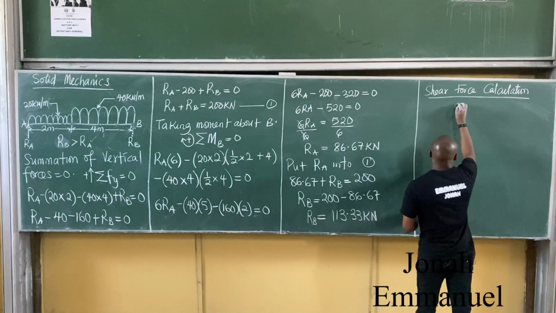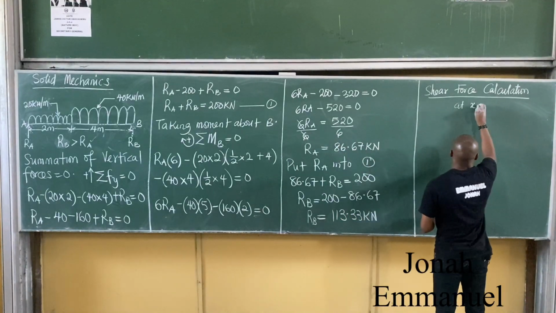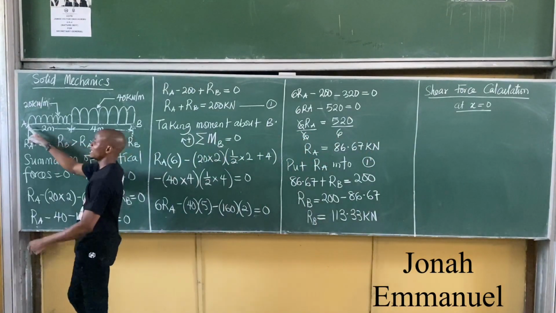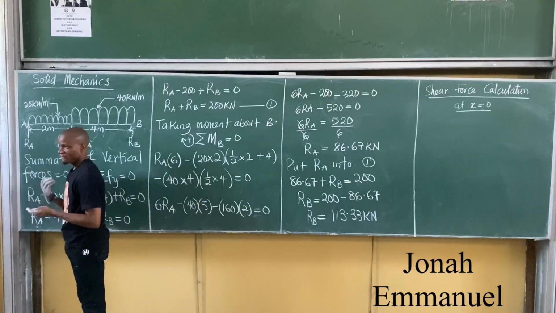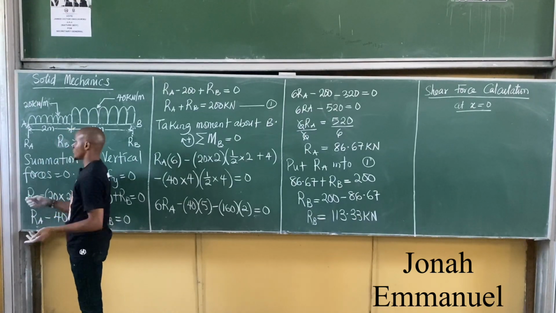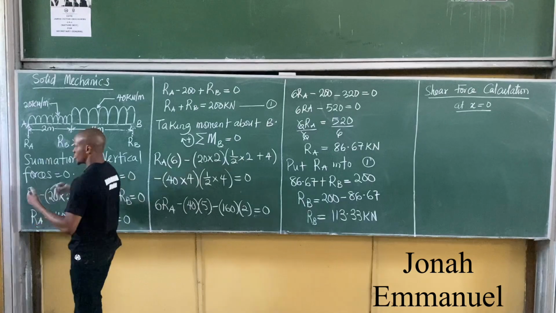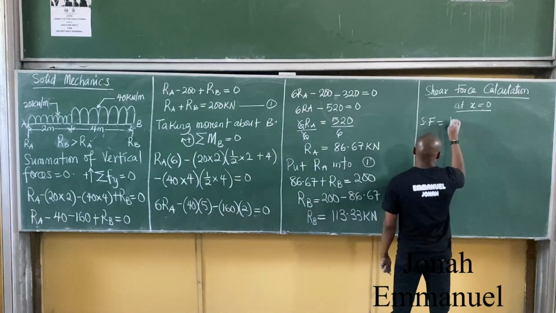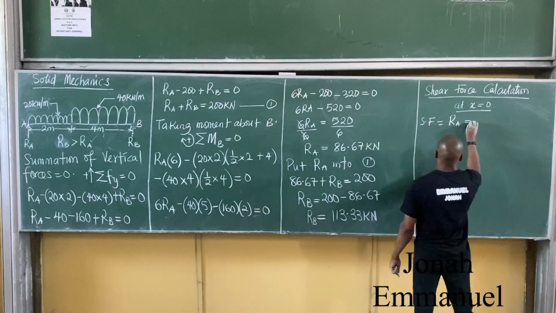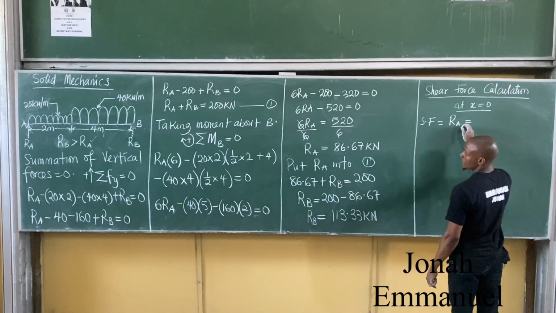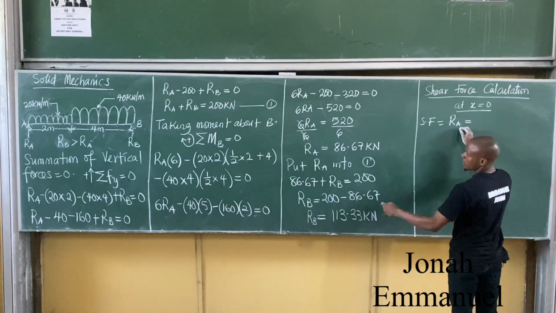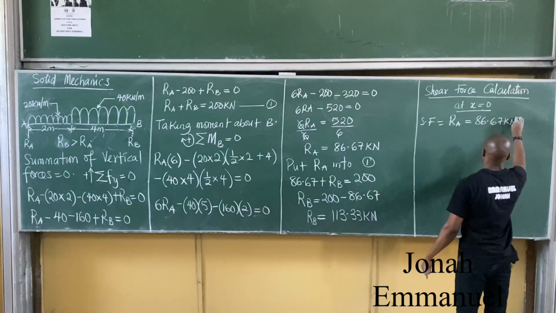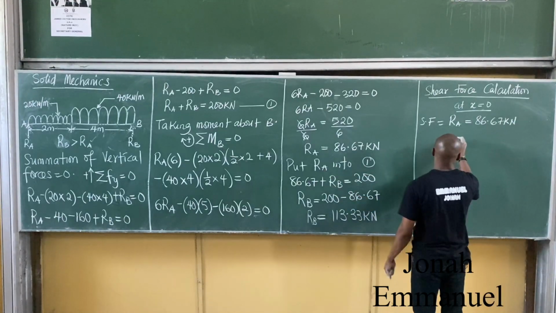So first of all, at x equals 0, that's my starting point. At this point here, now remember it's shear force. It's going up, positive. RA is going upwards, becomes positive. So shear force is equal to RA, positive. What's RA? 86.67 kilonewton. I'm done.